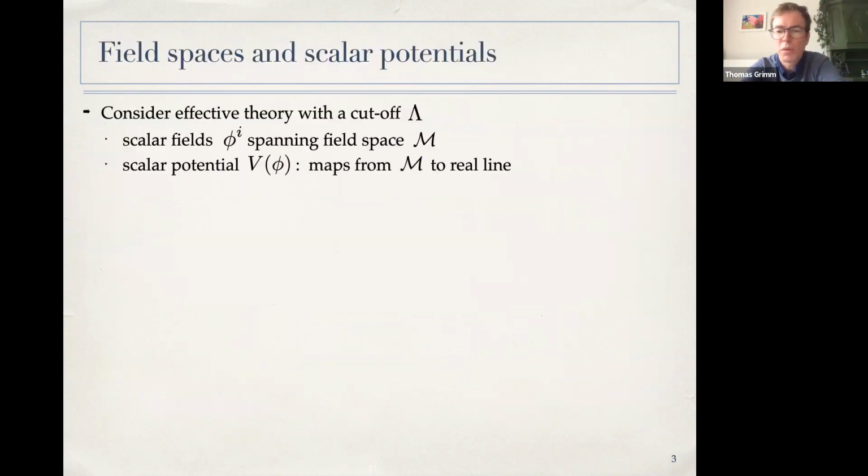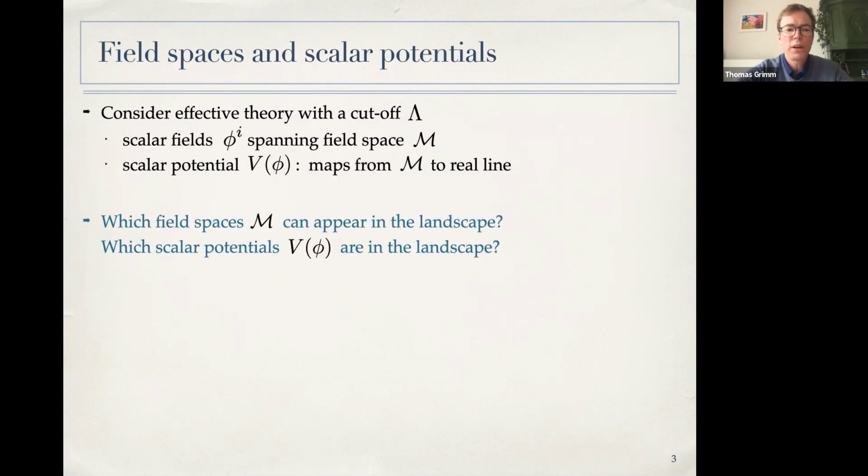And let me now be a little bit more precise. In this talk, I focus mostly on field spaces and scalar potentials in effective theories. So I will consider an effective theory at some cutoff scale lambda, and then this effective theory might have some scalar fields, which I call phi here, and some field space M. The M will always be the scalar field space. And these scalar fields might be constrained by a scalar potential V of phi, which you can think of as a map from this field space M to the real line.